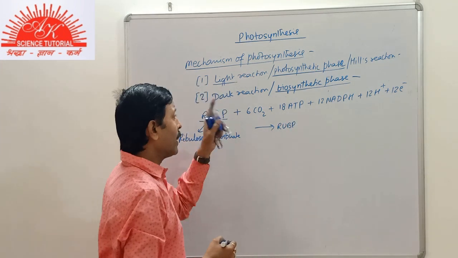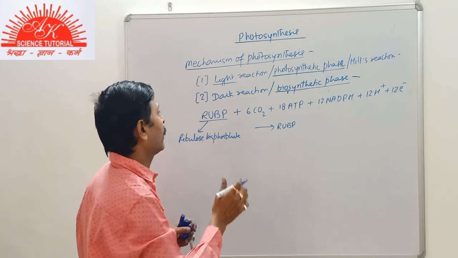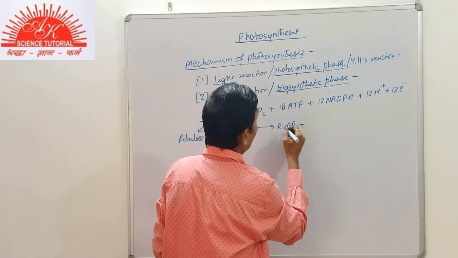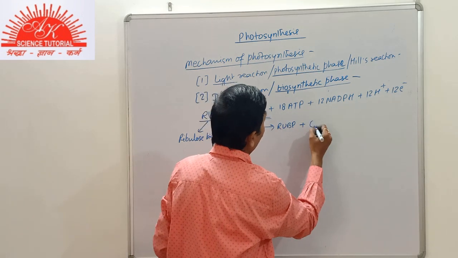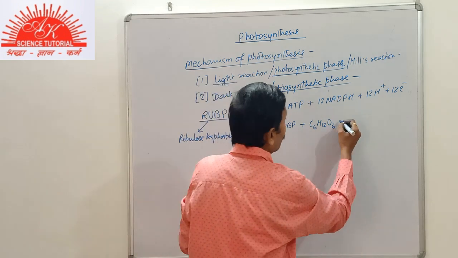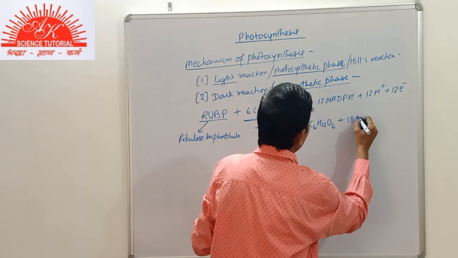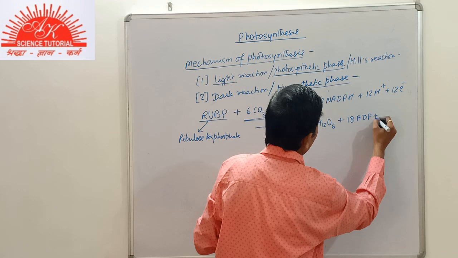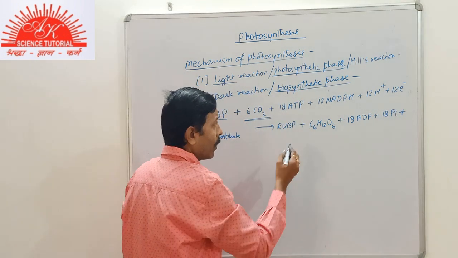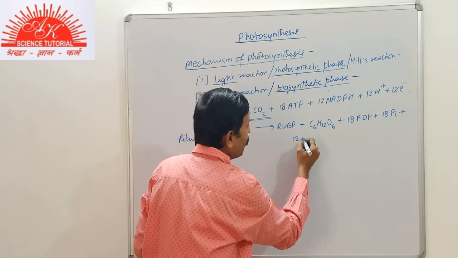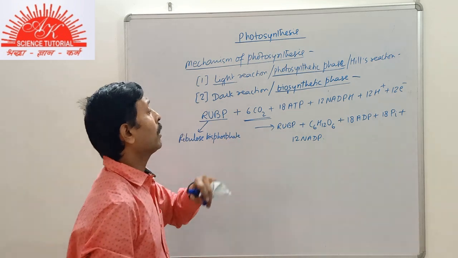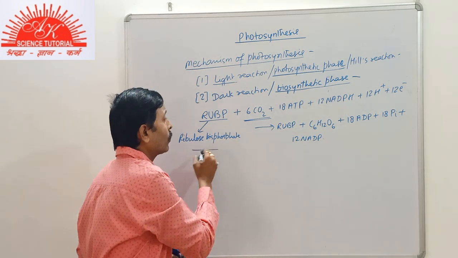Now we have just told, we are summarizing the whole process, the whole cyclic event. So this was used to initiate the process, again it is obtained. Plus this is reduced to glucose, C6H12O6, plus 18 ADP. It again releases inorganic phosphate plus 12 NADP. So this is the process of photosynthesis.